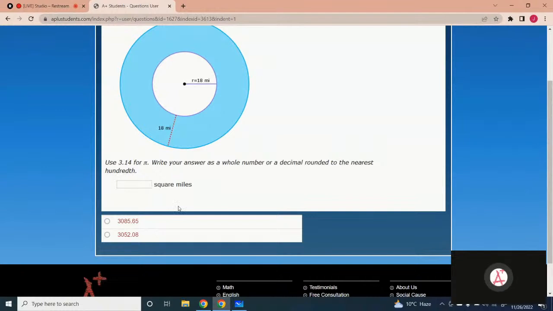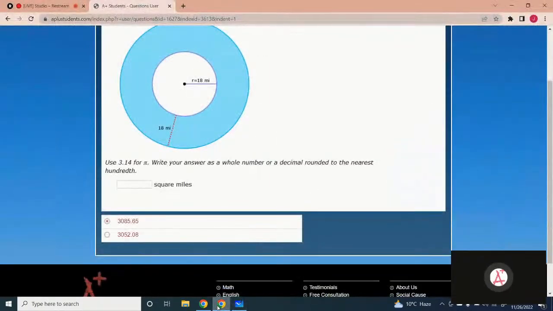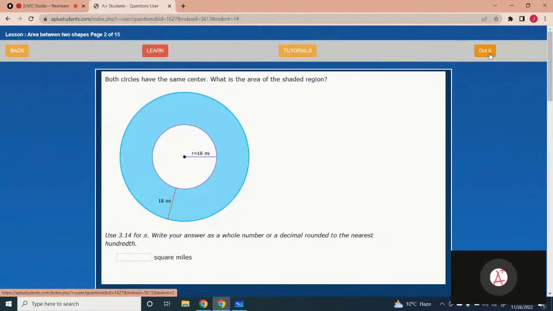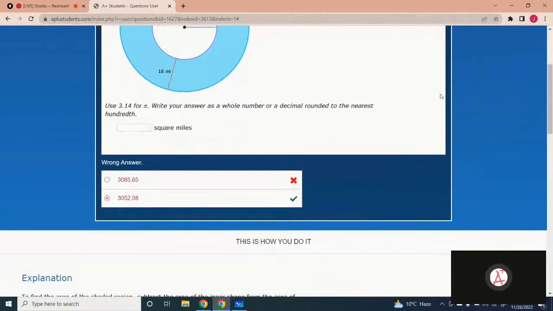It would be 3085. Got it? Because I got the answer 3079. So it is around 3085.65. Got it? So the correct option is 3085. Just select the correct option, then click on the OK button. So whenever you have to... 3052.